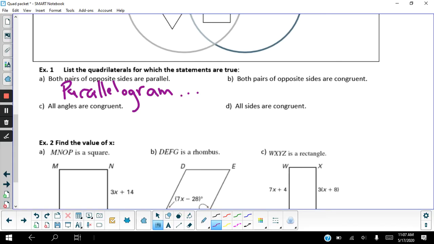All right, part B: both pairs of opposite sides are congruent. Well, that's true for a parallelogram. And if it's true for a parallelogram, then it's true for a rectangle, a rhombus, and a square.